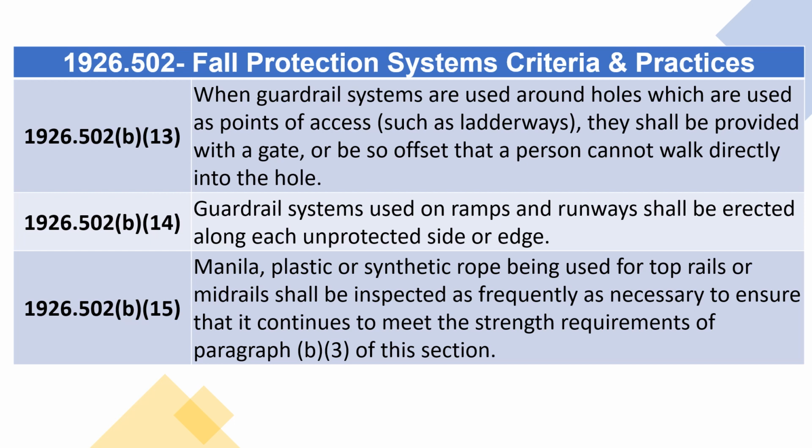1926.502(b)(13) When guardrail systems are used around holes which are used as points of access, such as ladderways, they shall be provided with a gate, or be so offset that a person cannot walk directly into the hole.